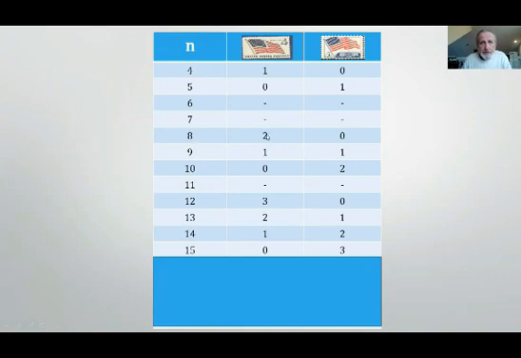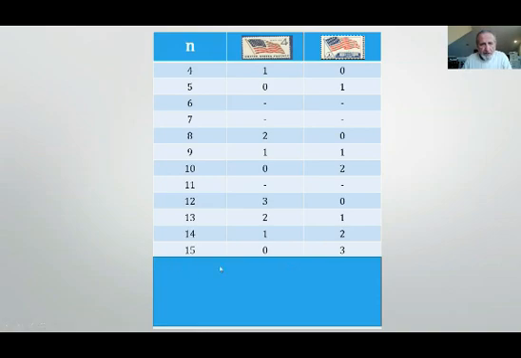8, it works because that's 2 times 4. 9, it works. That's 4 plus 5. 10, it works. 2 times 5. 11, it doesn't work. Now let's see what happens starting from 12. 12, you have 3 times 4 is 12. 13, you have 2 times 4, 8 plus 5 is 13. 14 is 4 plus 10. 15 is 3 times 5, 15.